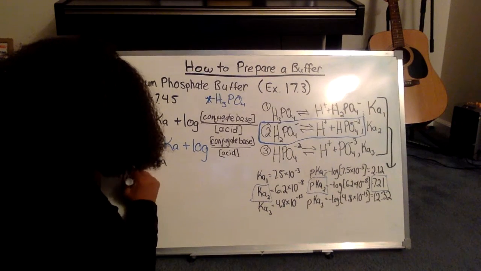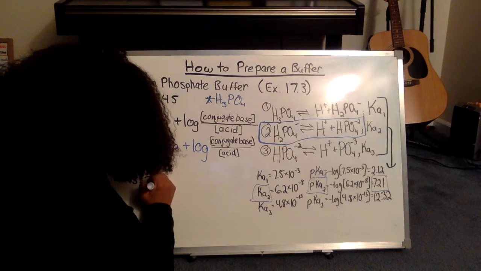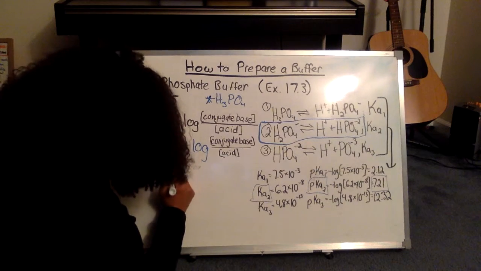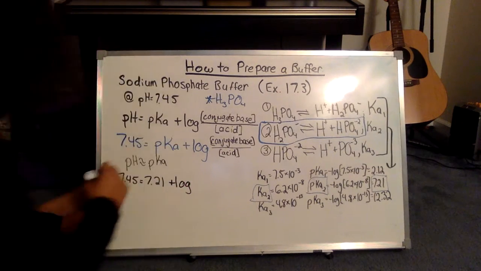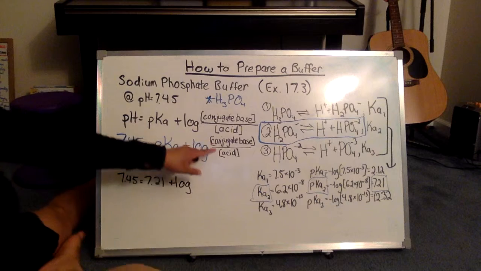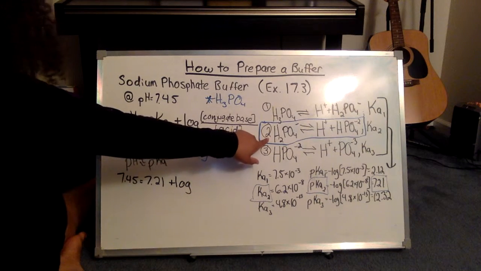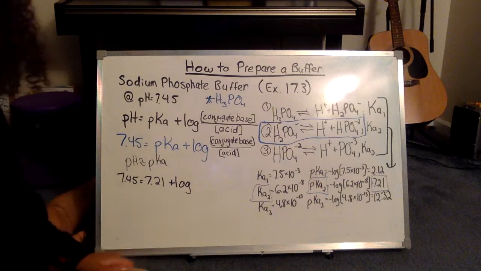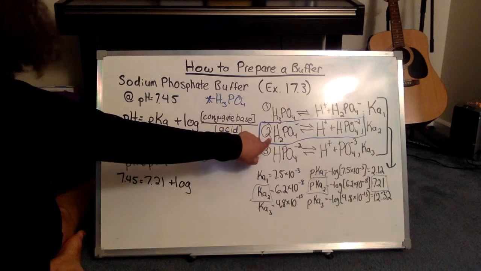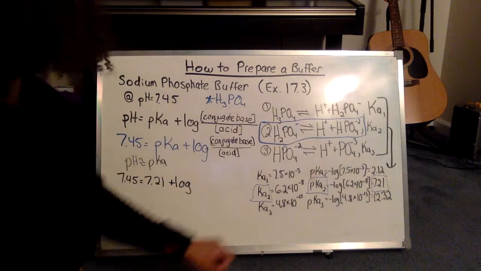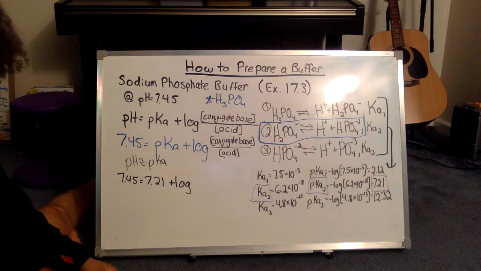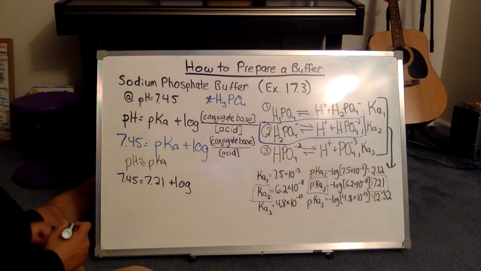We rewrite 7.45 is equal to 7.21 plus the log of conjugate base over acid. Now we can identify what our conjugate base is and what our acid is. In equation 2, we start with H2PO4 minus. That is our acid that dissociates, pulls off a proton, and then we have a conjugate base of HPO4 2 minus. So let's put that information in.